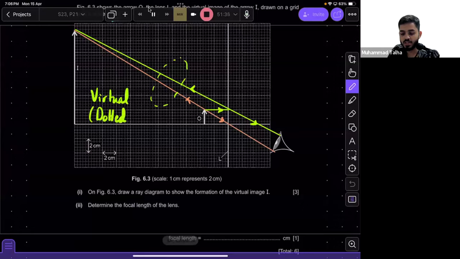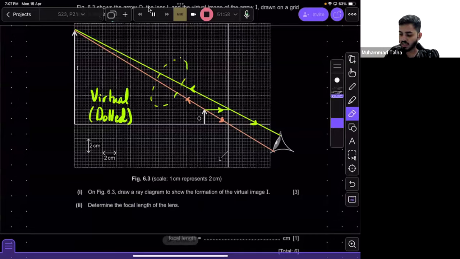Does this make sense? Because in my opinion, this was a slightly difficult question. For lenses, I've never seen a question like this. It is slightly, you have to really think about this, like how the steps would be. You know what the steps would be, but what would be the order? So draw a ray diagram to show the formation of the virtual image I. This is done. Determine the focal length.